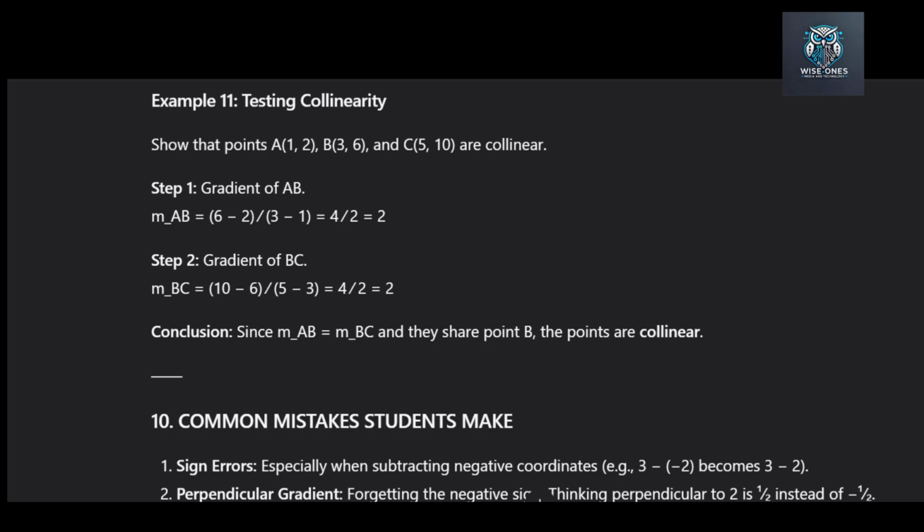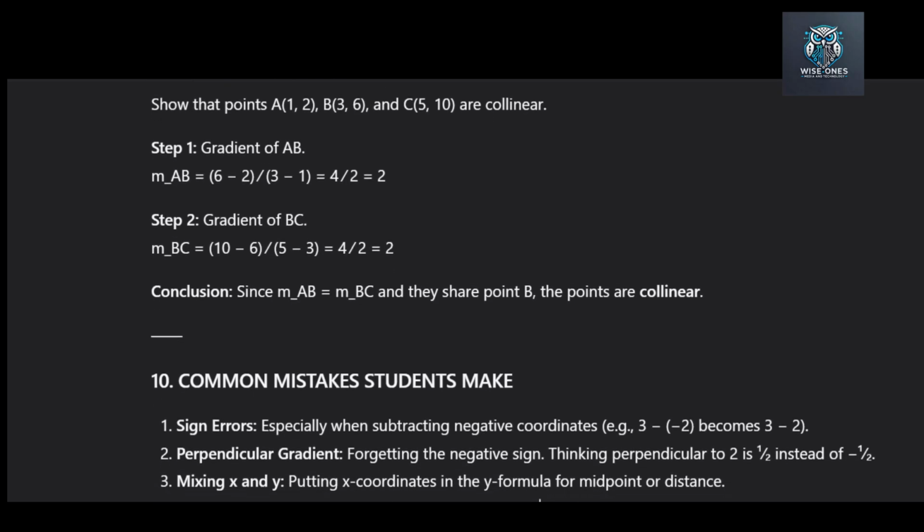Since MAB equals MBC and they share point B, the points are collinear. They all lie on the same line with gradient 2. Now, I want to warn you about common mistakes students make.